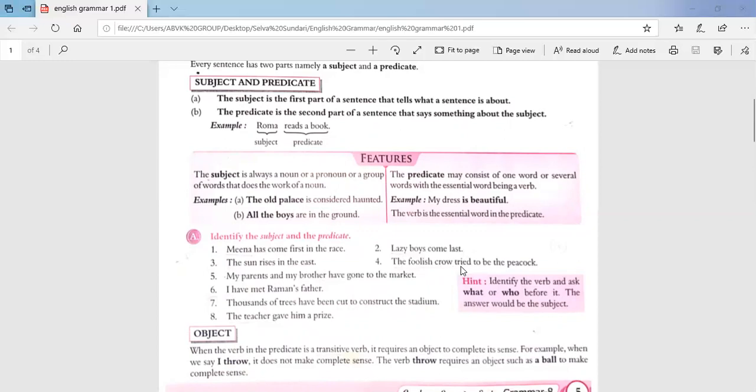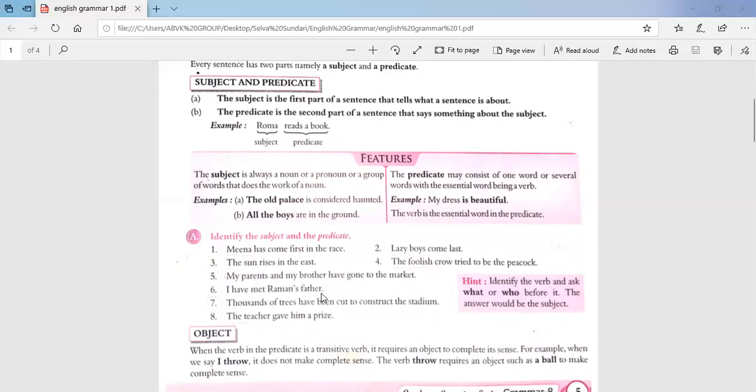The foolish crow tried to be the peacock. Who tried to be the peacock? The foolish crow. So that is subject. The remaining, tried to be the peacock, is a predicate. My parents and my brother have gone to the market. So who have gone to the market? My parents and my brother. So these two make a subject, the remaining predicate.